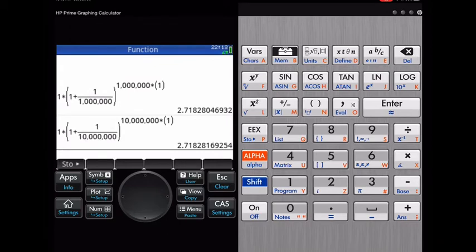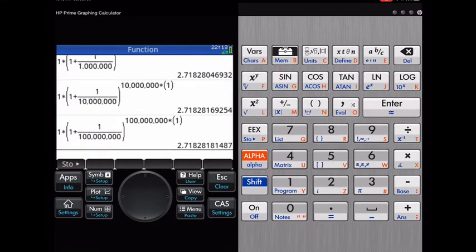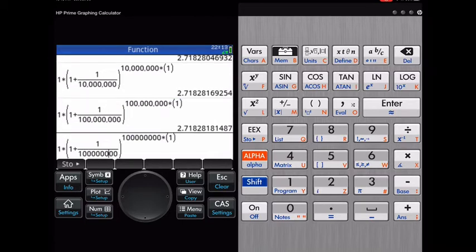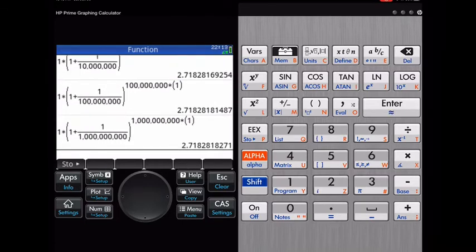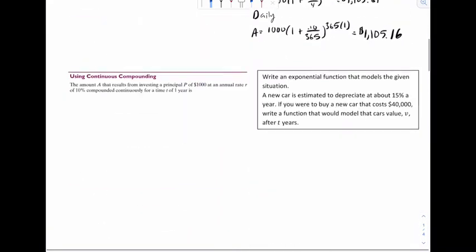Look at that, 2.718281. Okay, let's add another 0. 2.7182818. Oh my gosh, do you guys see what's happening? 2.718281828. It's approaching E. That is wild. So E is actually coming up in interest rates, meaning if you theoretically compound it an infinite amount of times, like as many times as you could, you actually approach E. So that is crazy. So E kind of comes up there.